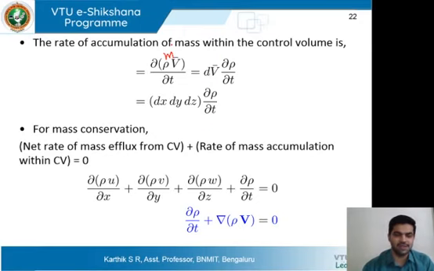So now for conservation of mass, you know that the net rate of mass efflux from the control volume plus the rate of mass accumulation should be 0. There should be no mass which is accumulated within the control volume. So if you do that, you will end up with this equation, which is the differential equation of mass conservation or continuity in the Cartesian coordinate system. So in the vector notation, it will become like this.